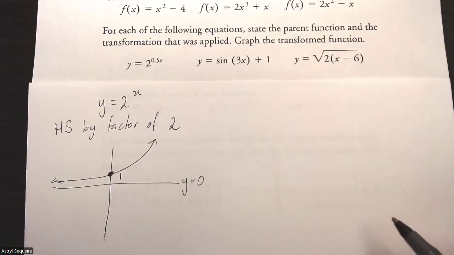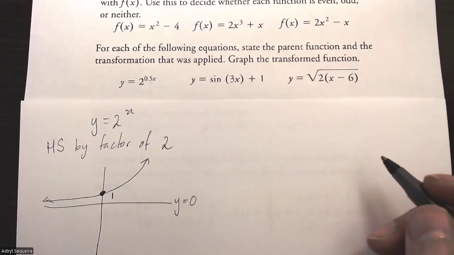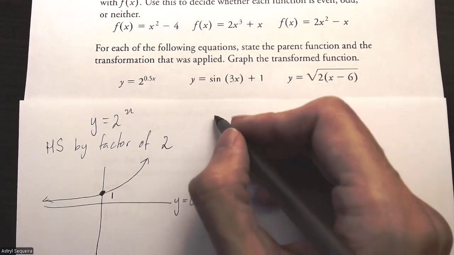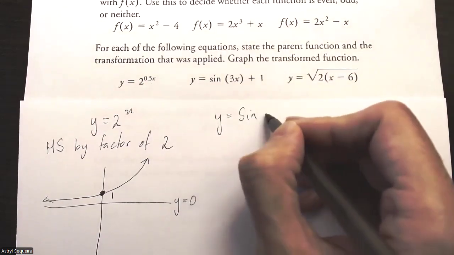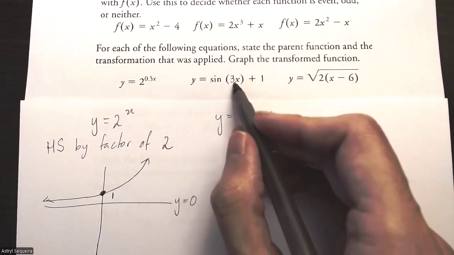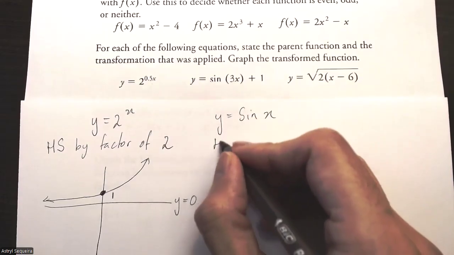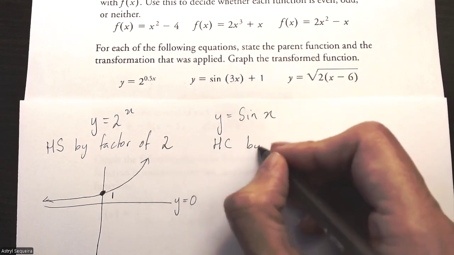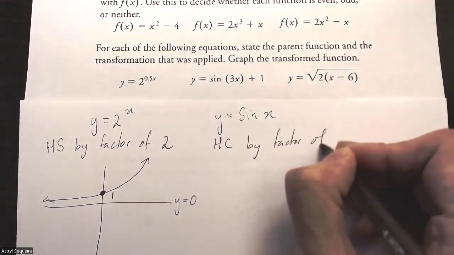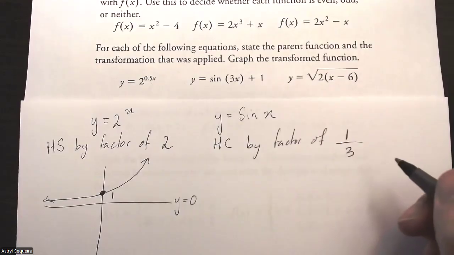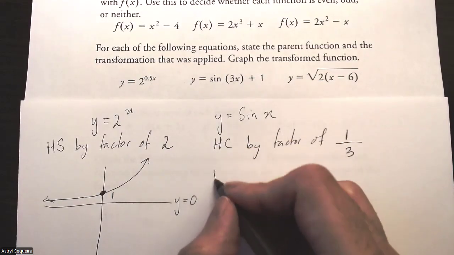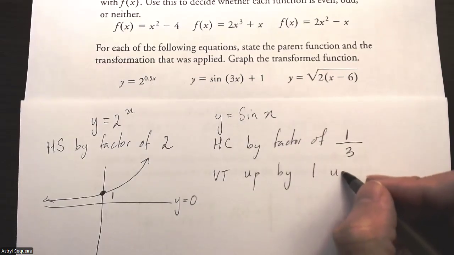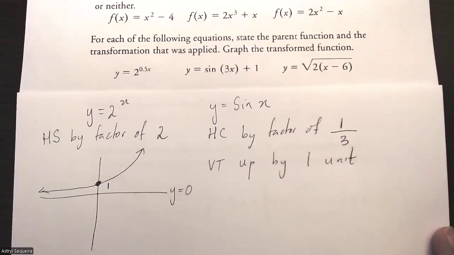Second question over there. Again, that's a k value, that's a d value. Parent function is just y equals sine x. That is going to be a horizontal compression in this case because the value is larger than 1, by a factor of 1 over 3. And that is a vertical translation up by 1 unit.